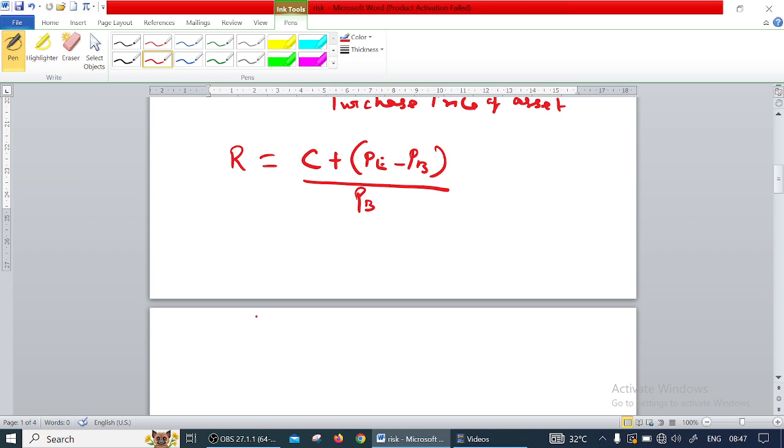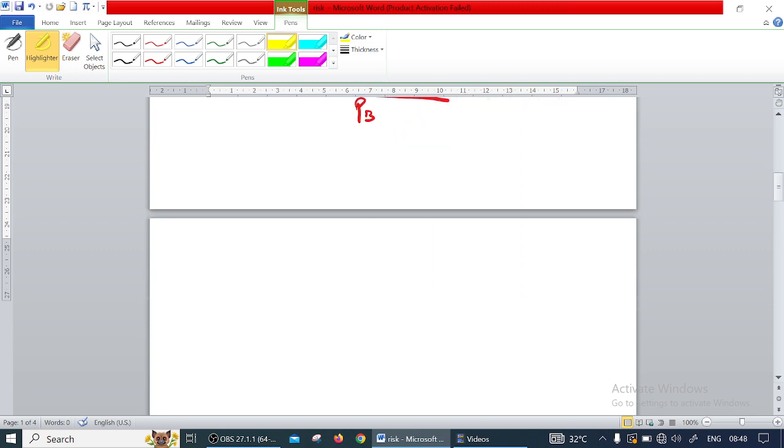PE stands for the ending price of the investment, and PB stands for the beginning price. Again, I am repeating: R means total return, C is the cash payment received during the period, PE stands for the ending price of the investment, and PB is the beginning price of the particular stock or any investment portfolio. We can discuss this with one important exercise, right?